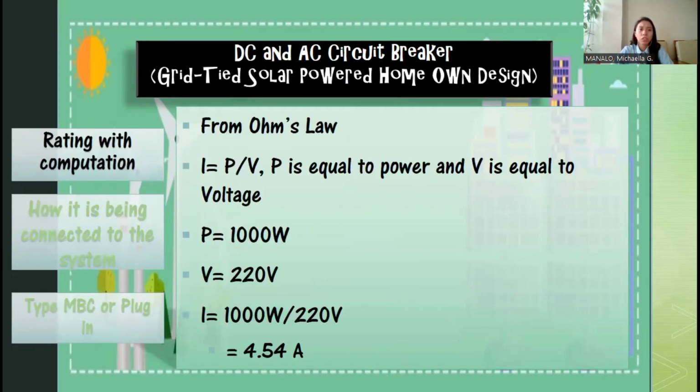Now let's proceed to DC and AC circuit breaker. So rating and computation tayo from Ohm's law, the classic Ohm's law. Current is equal to power over voltage, where P is the power and V is the voltage. So ang ating power is 1,000 watts or 1 kilowatt. Then ang ating voltage sa buong setup is around 220 volts. Then to get the current, we have to divide the power by voltage. So we can get 4.54 amperes.